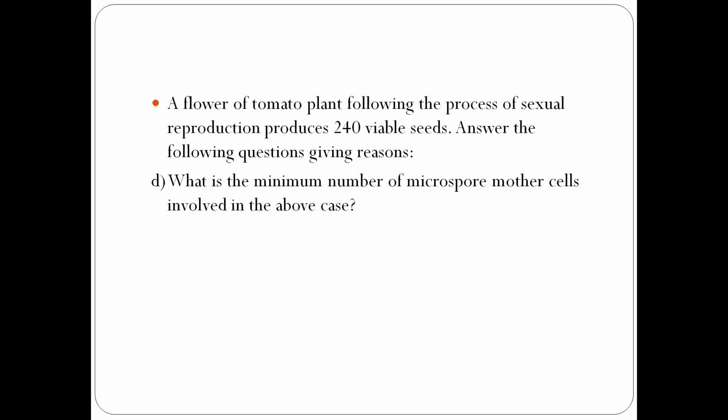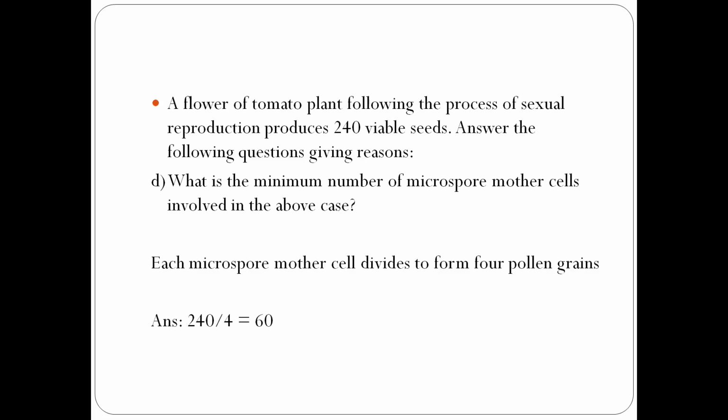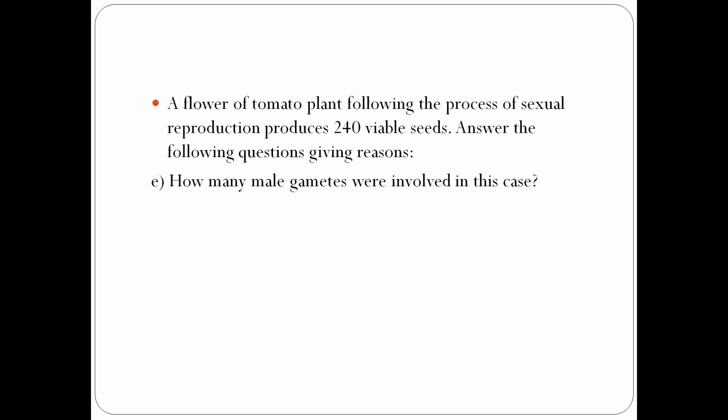What is the minimum number of microspore mother cells involved in the above case? Okay, one microspore mother cell will divide to form 4 pollen grains. We have already seen that we had 240 pollen grains. So from one microspore mother cell we will get 4 pollen grains. So in order to get 240 pollen grains, there should have been at least 60 microspore mother cells. So the answer is 240 by 4, 60. How many male gametes were involved in this case? So each pollen grain carries 2 male gametes. So we had 240 pollen grains. So 240 into 2, 480 male gametes.